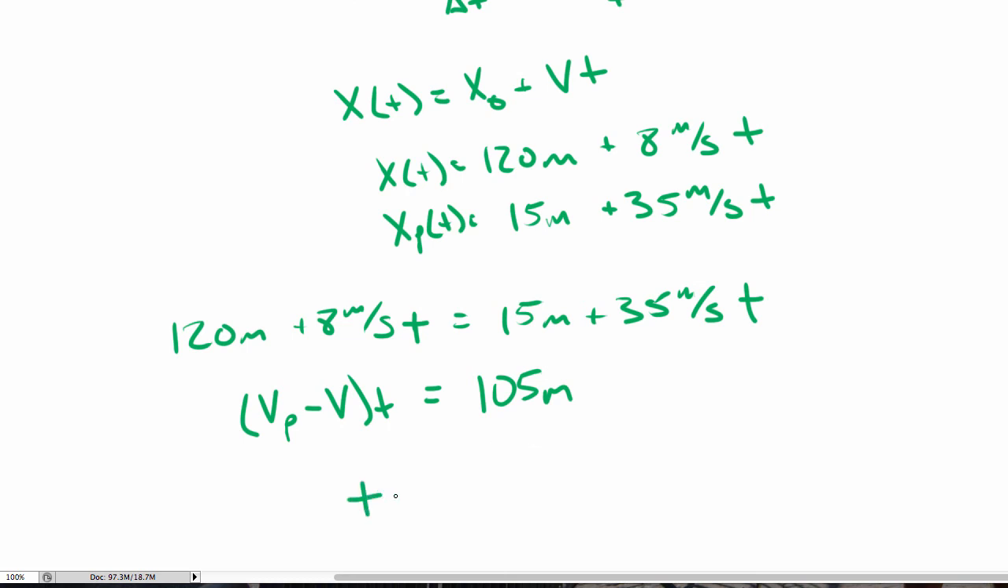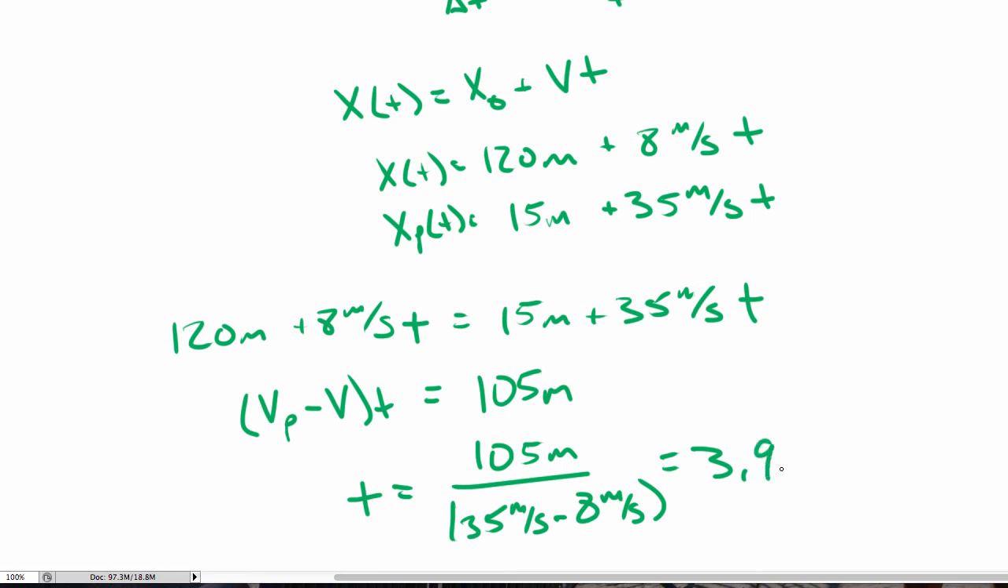So what I'm going to get here, if I solve for t, is that 105 meters divided by 35 meters per second minus 8 meters per second is equal to t. So if I solve for this, I get t is equal to 3.9 seconds. So that's the amount of time it takes for the police car to catch up with your car. And this answer makes sense because the police car's velocity is quite a bit faster than your velocity. So I don't expect it to take very long for the police car to make up that 100 meters or so.